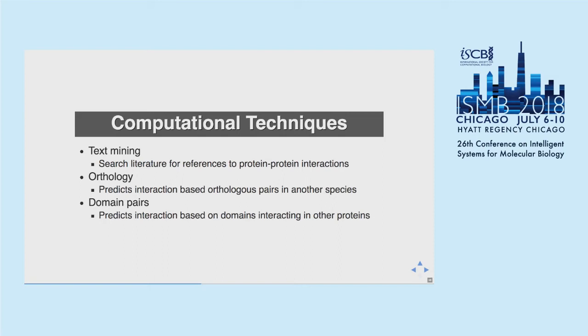Very rarely do these careful analyses, where you're doing specific binding assays, wind up in any of the major databases. They just get reported in a paper. So some of these text mining techniques may be the only way that we can extract some of that low throughput technique data. Orthology and, of course, domain pairs.